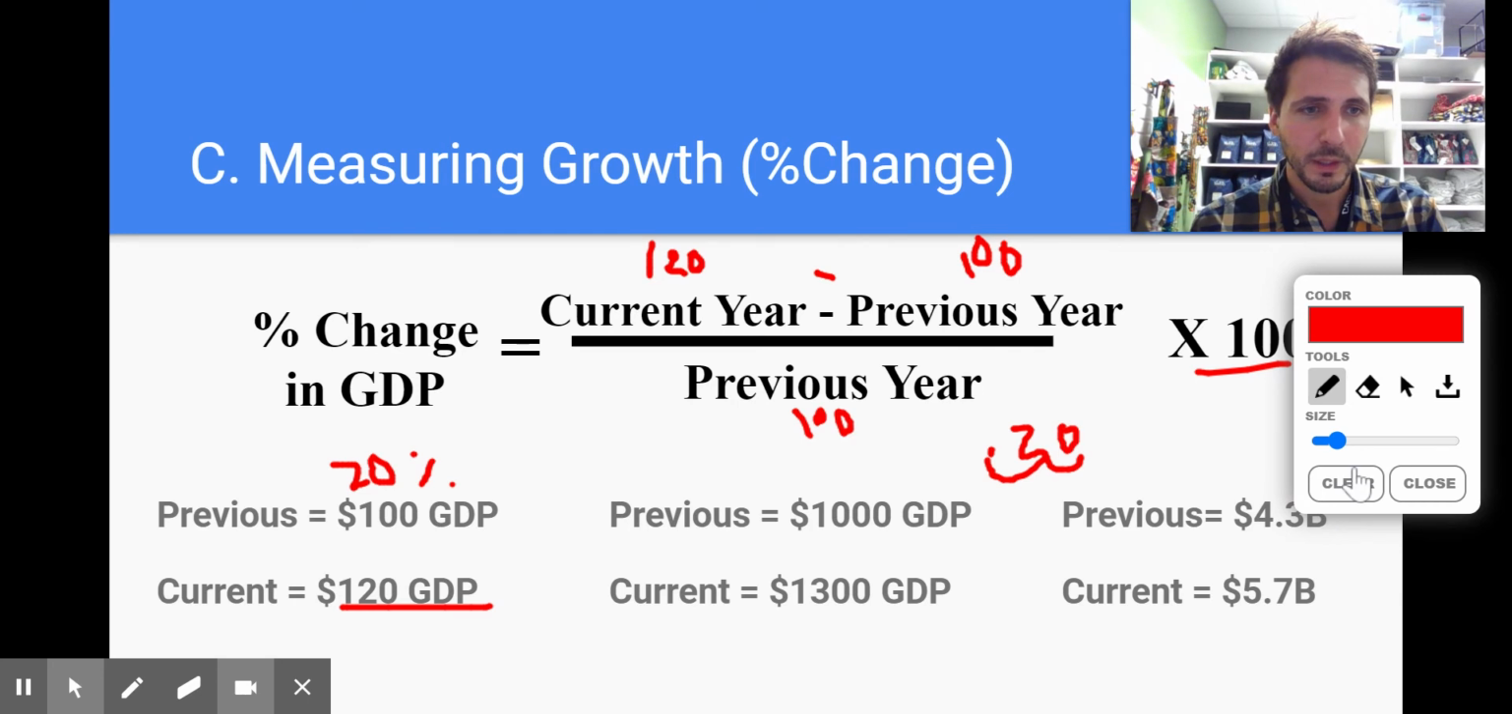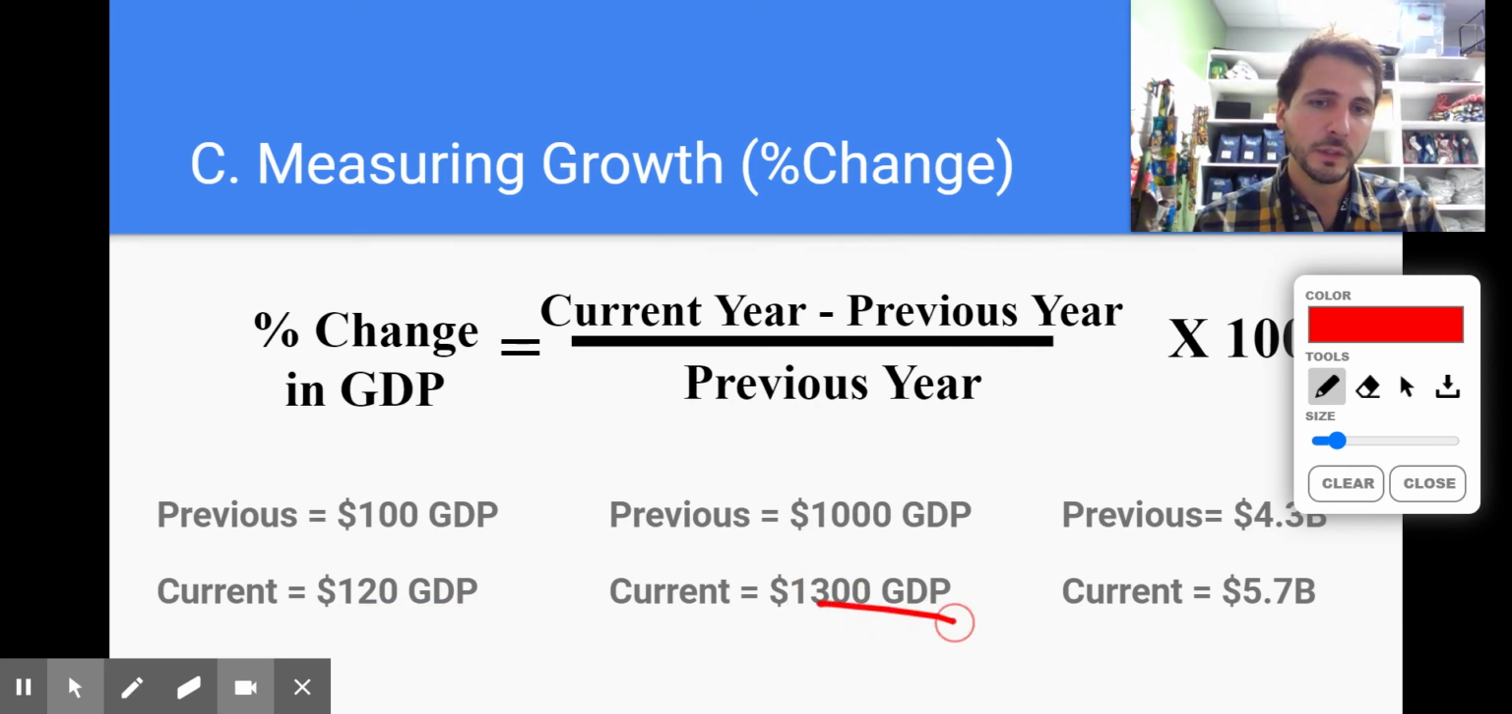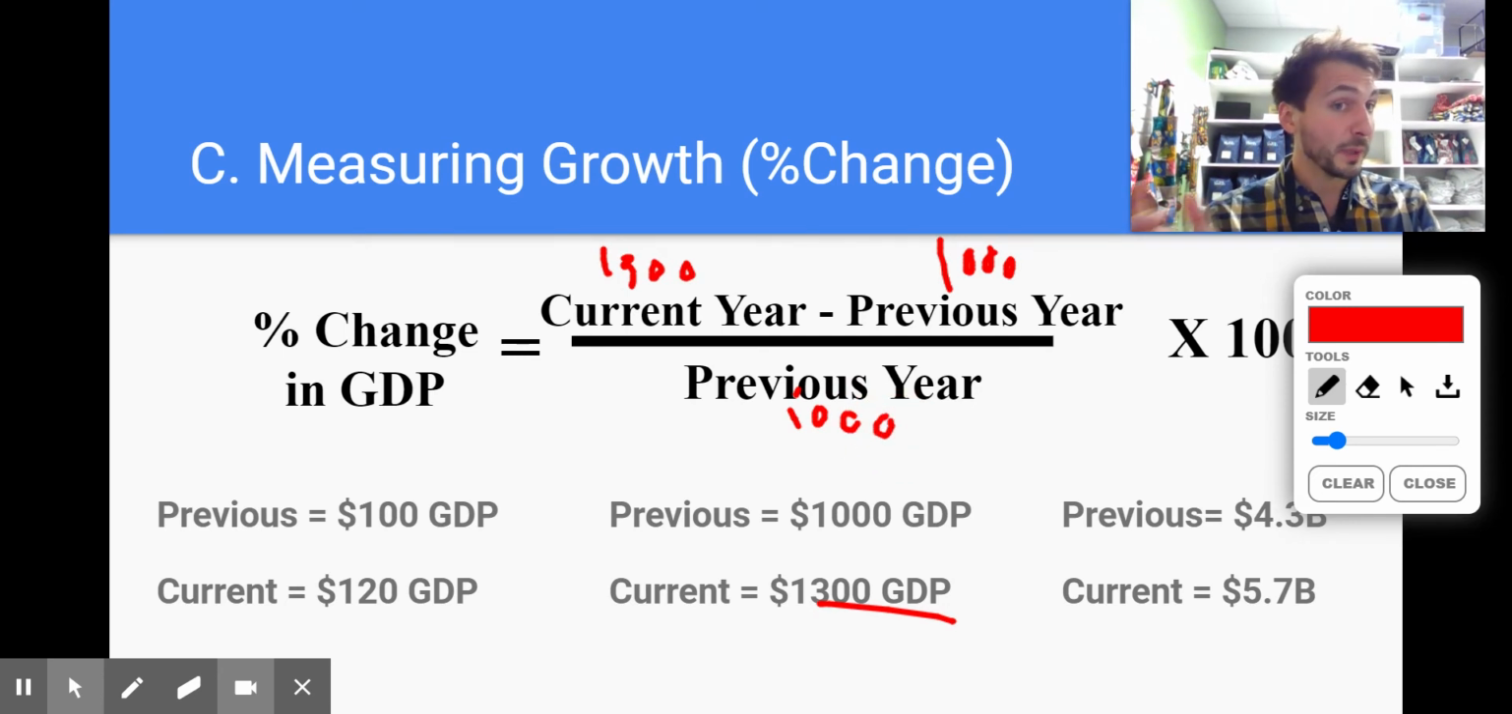Let's try the next one. Okay, if my current is 1300, I put that right here. My previous is 1,000. I put that right here. And then I put that down here as well, previous. It's going to be 1,300 minus 1,000, or 300, divided by 1,000, which is going to give me 0.3. And then I multiply that by 100, and that gives me 30%. Okay, let's try the last one.